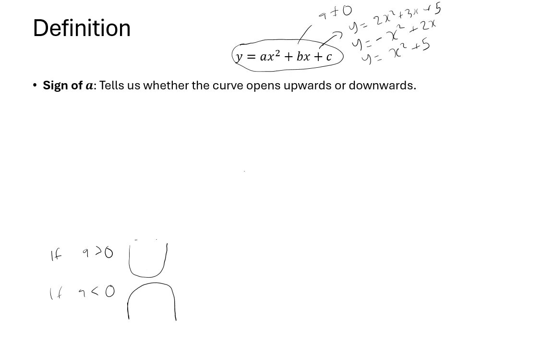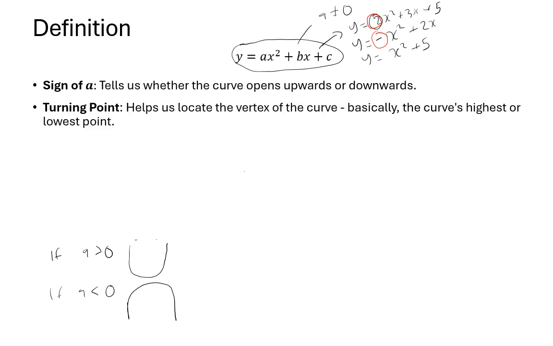Whenever you are given a quadratic function, look at the sign of the a. If it is positive, like for instance here it is 2, we know it is U shape. Here it's minus 1, because it is negative, we know it is N shape.